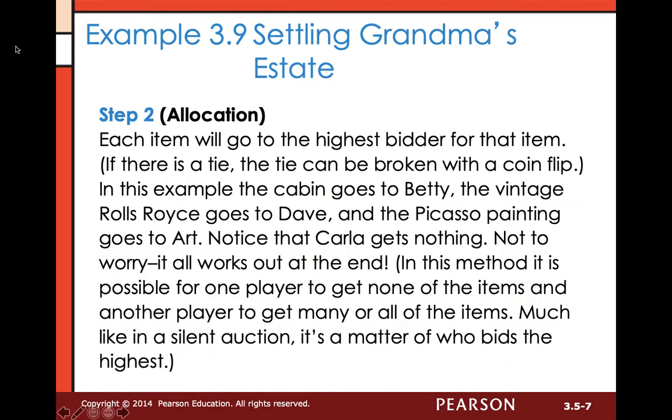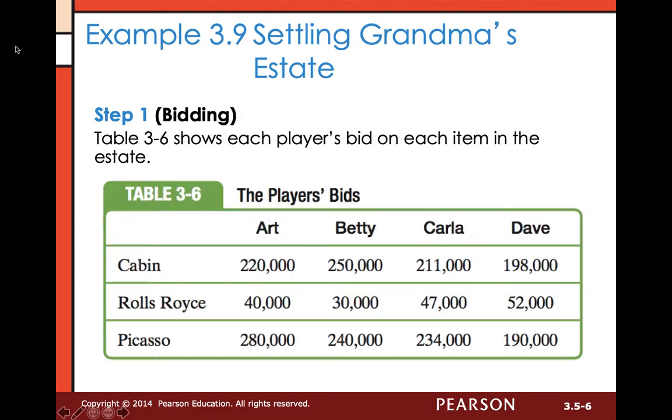So here's what's going to happen. Each item is going to go to the highest bidder for that item. If there's a tie, then the tie is going to be broken with a coin flip, kind of like we normally do. In this example then, let's go back and see what that means for us. Our highest bidder for the cabin was Betty at $250,000, so that will be going to her. For the Rolls Royce, the highest bidder was Dave, so that will be going to him. And for the Picasso painting, not surprisingly, Art was the highest bidder at $280,000.